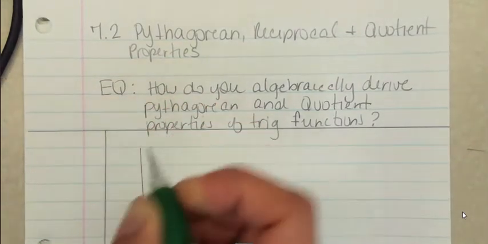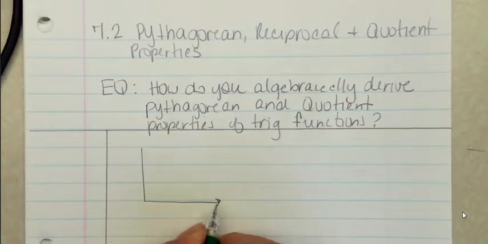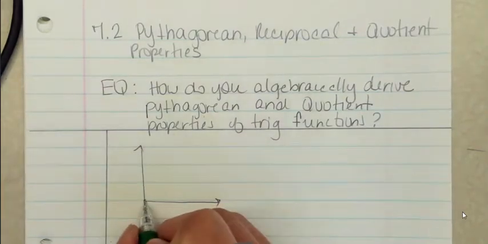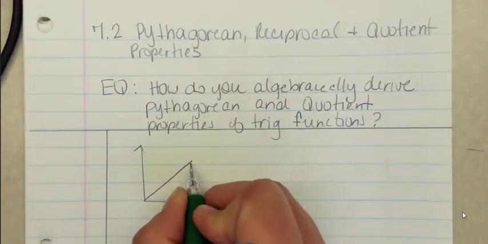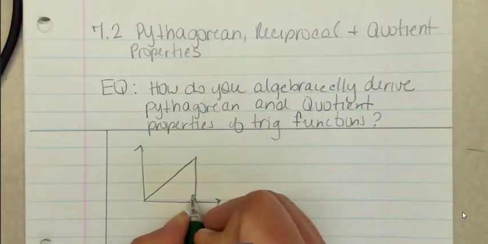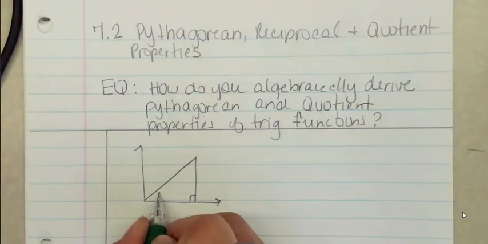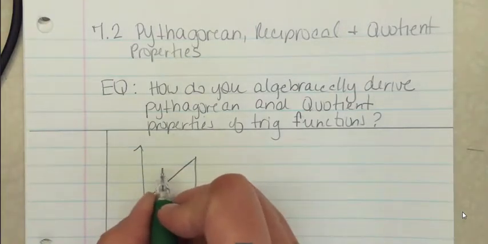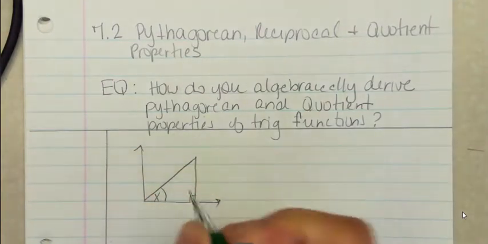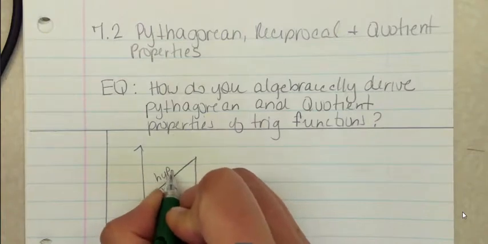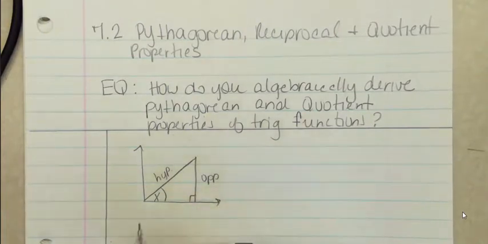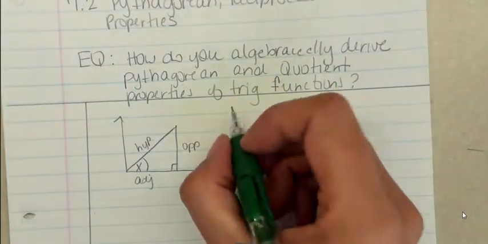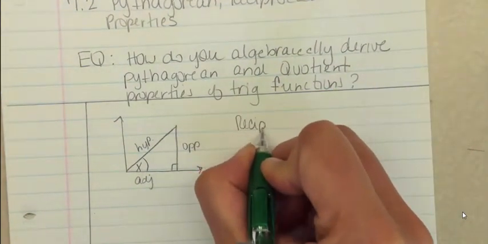Okay, so I'm going to draw the first quadrant of the coordinate plane, and in there I'm going to draw myself a right triangle. I'll have this reference angle be x, and in relation to this angle here, we have our hypotenuse, we have our opposite leg, we have our adjacent leg.